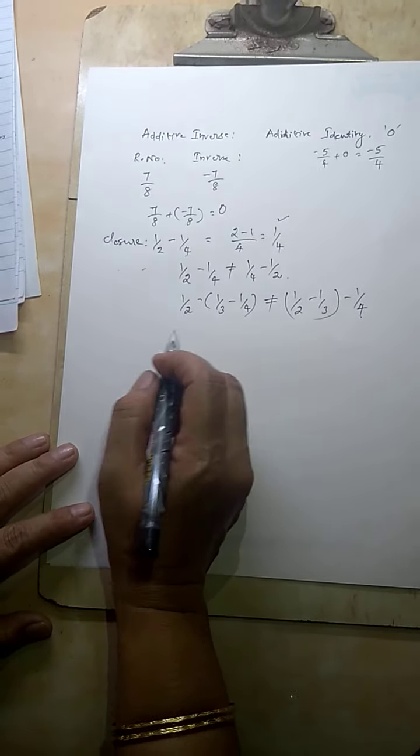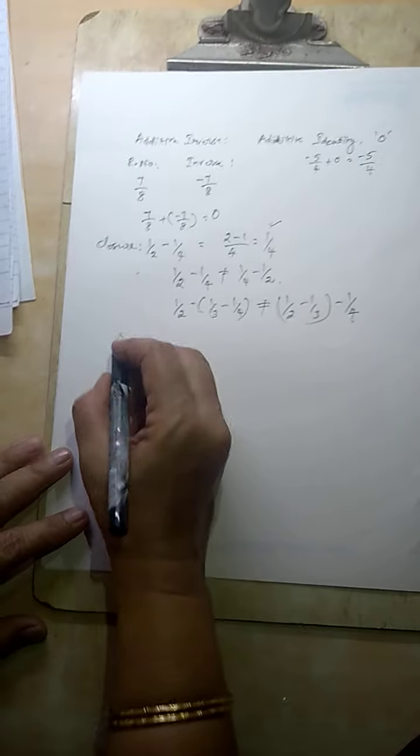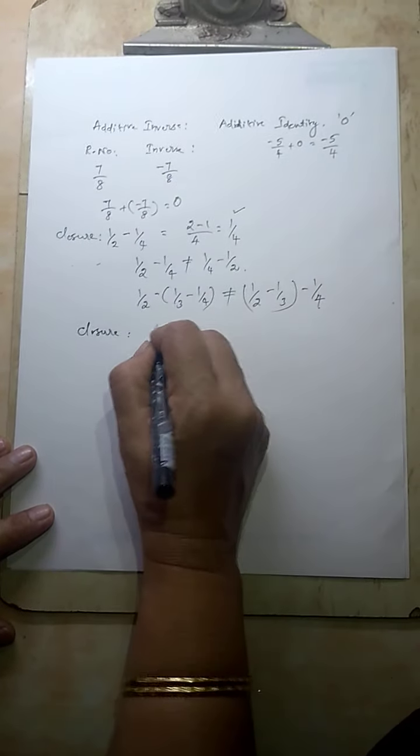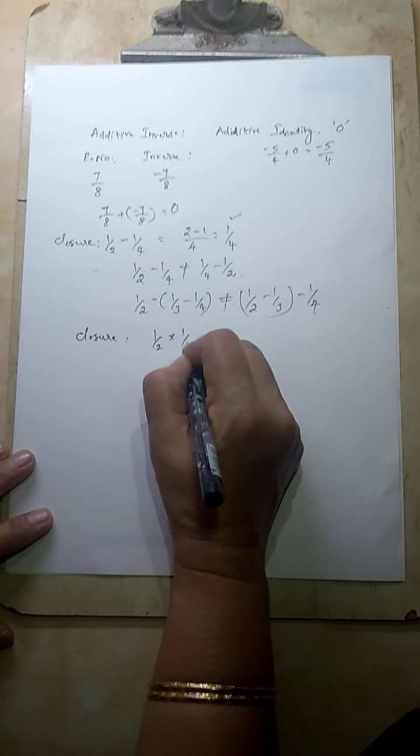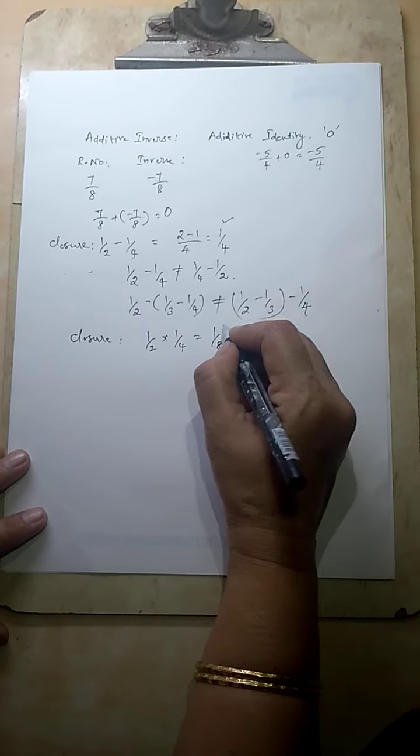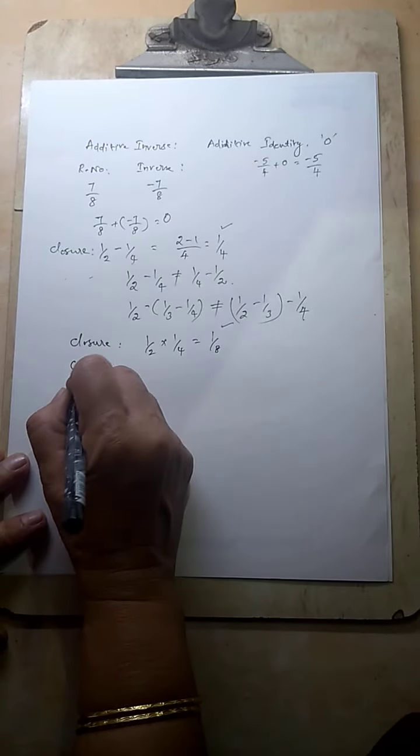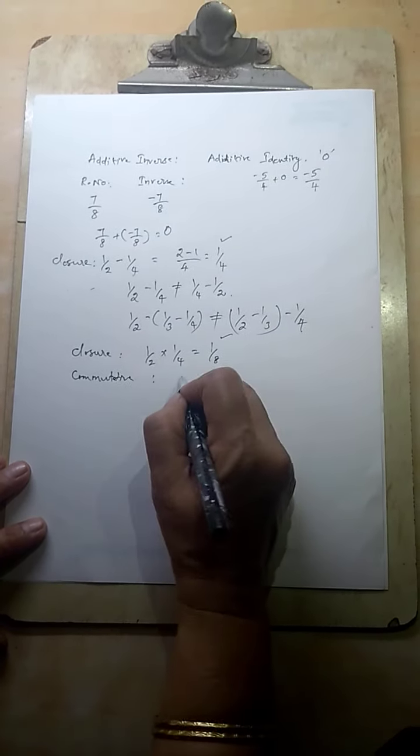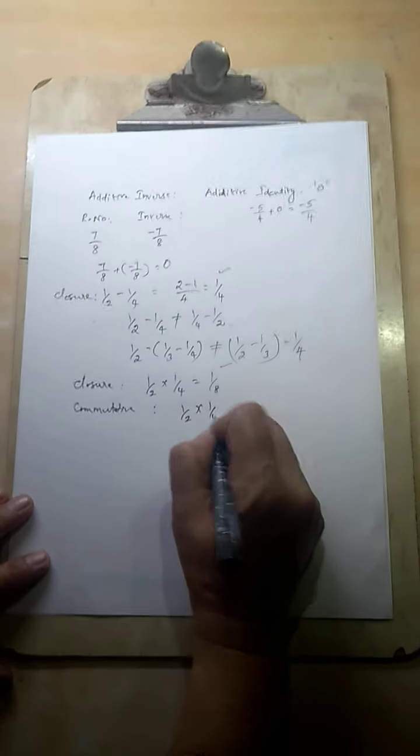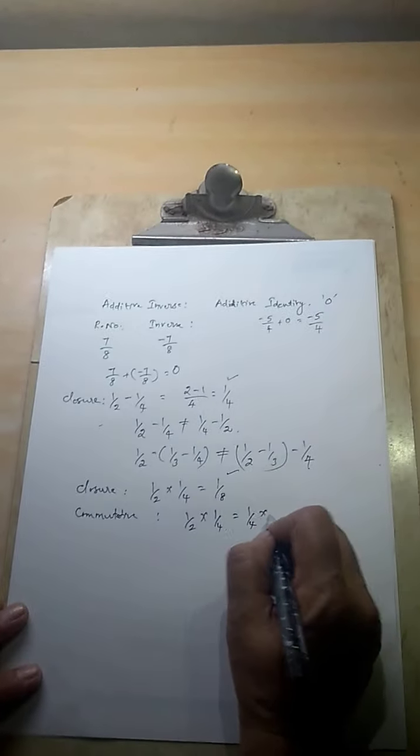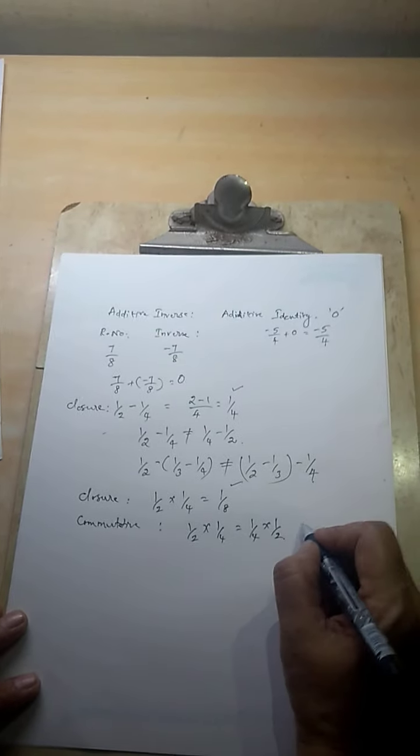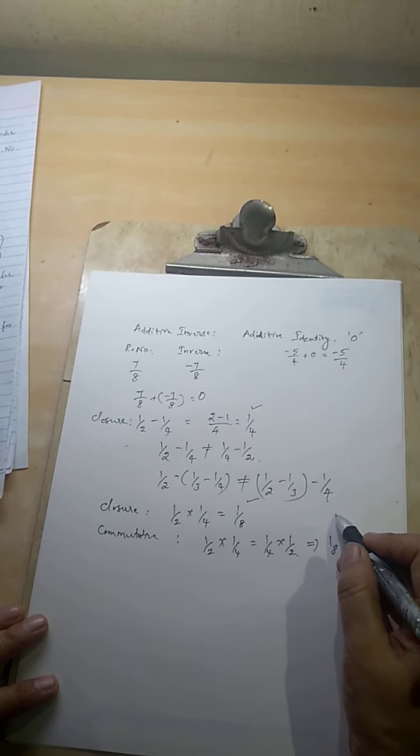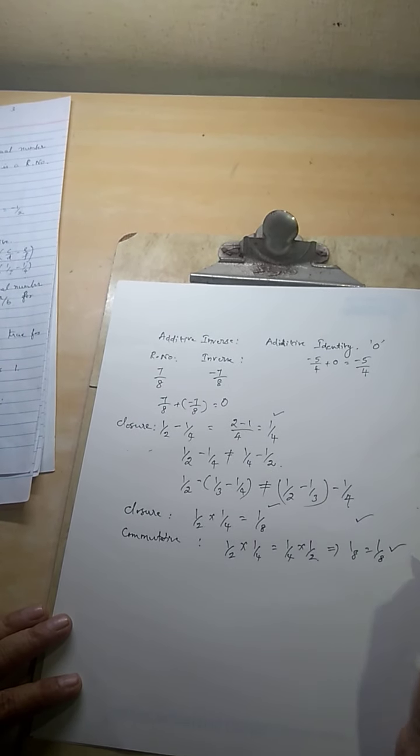And we pass on to the properties of multiplication. In the case of multiplication, the closure property goes like this. When you multiply 1 by 2 into 1 by 4, you will get 1 by 8, a rational number. Now we go for the commutative property. 1 by 2 into 1 by 4 is the same as 1 by 4 into 1 by 2, which is nothing but 1 by 8. So the closure property is true and the commutative property is also true.